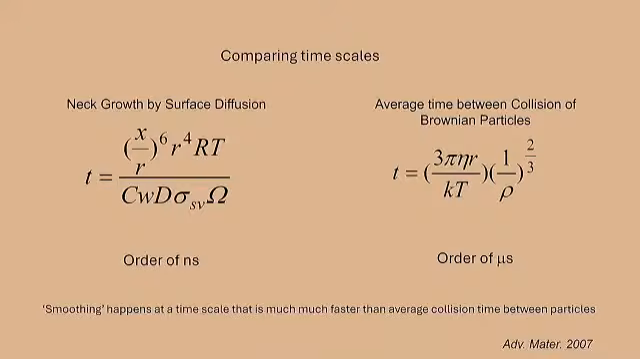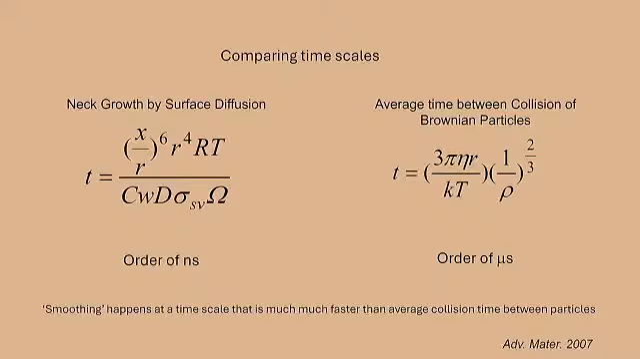It turns out that the time scale for the sintering process, or this neck growth process I told you about, is much, much shorter than the time for the average collision between the Brownian particles in the solution phase. Which means that two particles collide, get smoothed. So by the time the third particle comes and collides, it already has only one place where it can come and attach. And that is the reason why it grows as a wire.